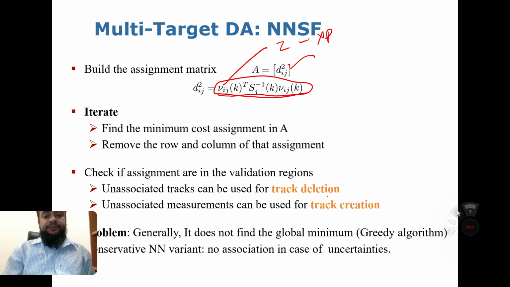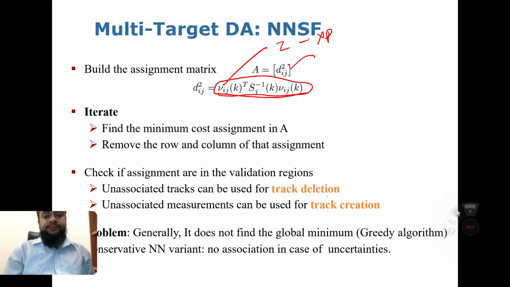We should calculate the association probabilities only, not for unassociated ones. So we can avoid unassociated tracks for track deletion, and unassociated measurements can be used for the creation of new tracks, because if a measurement is far away, it can lie in the validation gate of the next scan. But for the current scan, we can remove it, because it is far away from the validation gate.